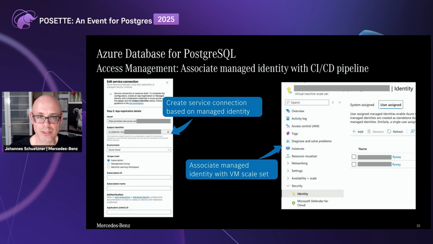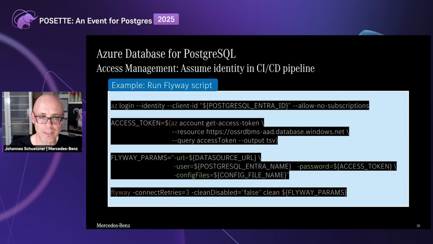On the right-hand side, you see a way to set up a VM scale set in Azure and correlate your managed identity with this VM scale set, and then you can use this VM scale set as a runner or as a self-hosted agent in Azure DevOps. So that means for this connection for your CI/CD pipeline, you have a managed identity, and then if the pipeline is executed, you can do stuff as I show it here on this slide.